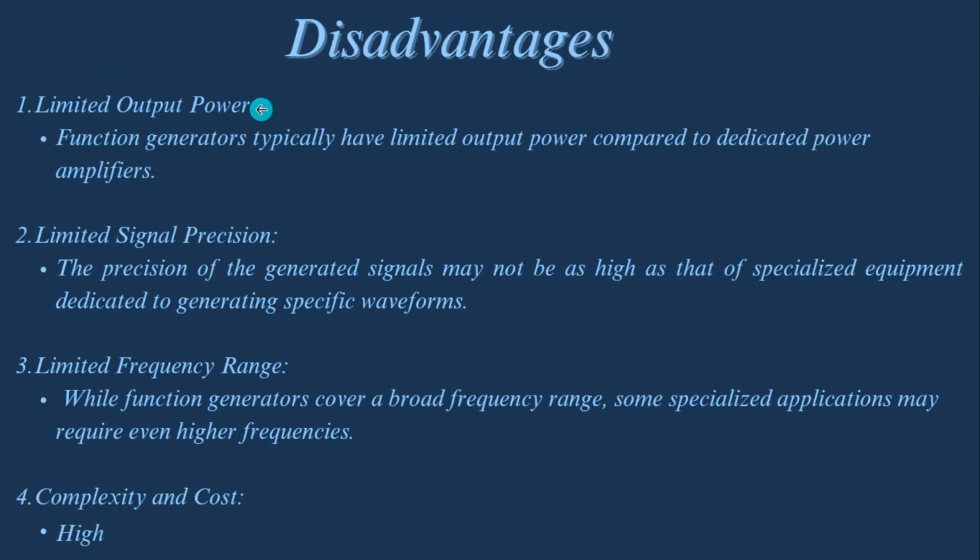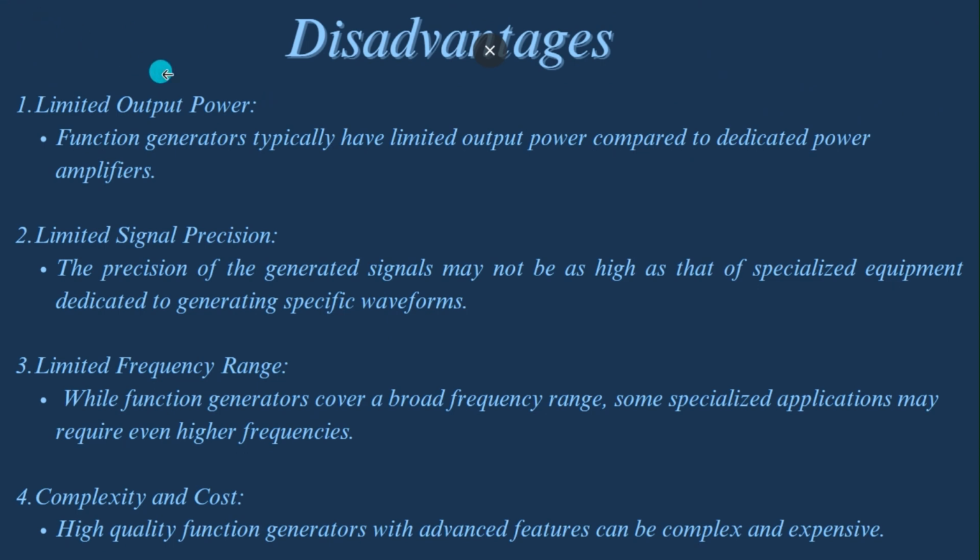Let's see the disadvantages of a function generator. Function generators typically have limited output power compared to dedicated power amplifiers. Limited signal precision. The precision of a generated signal may not be as high as that of specialized equipment dedicated to generating specific waveforms. Then, while function generators cover a broad frequency range, some specialized applications may require even higher frequencies. It is very costly, and high quality function generators with advanced features can be complex and expensive.